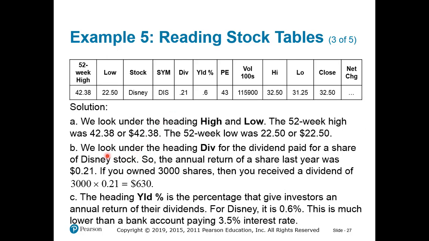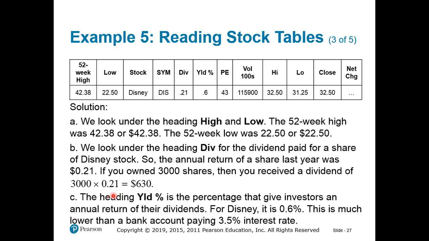Okay, so here we look under the heading dividend for the dividend paid per share. This is the dividend paid per share, so that's 21 cents per share. So you have 3,000 shares, so you just made $630. Okay, that's how it works.